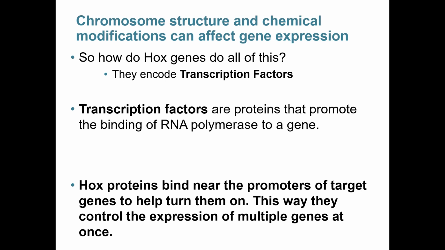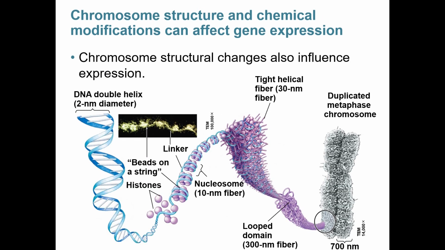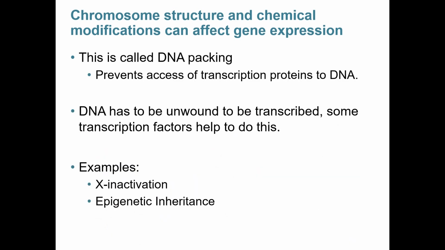So what other ways can we control gene expression? The easiest way is by controlling the structure of the DNA itself. In order for RNA polymerase to get into the DNA to make an mRNA, it has to be able to get access to that. We've talked about how chromosomes can be condensed or decondensed. So controlling whether or not a chromosome is condensed can help us control whether or not a gene is expressed.